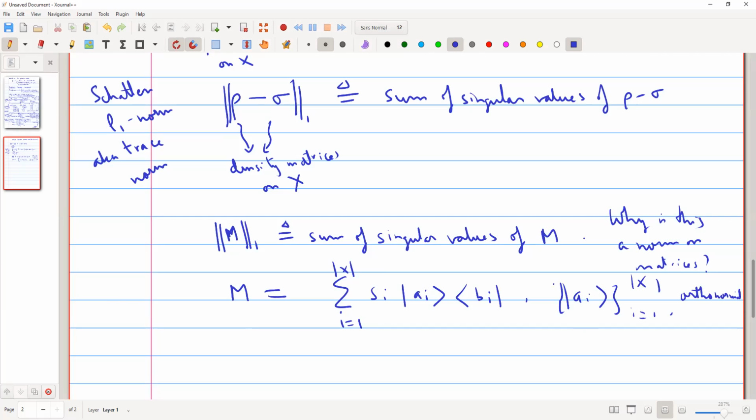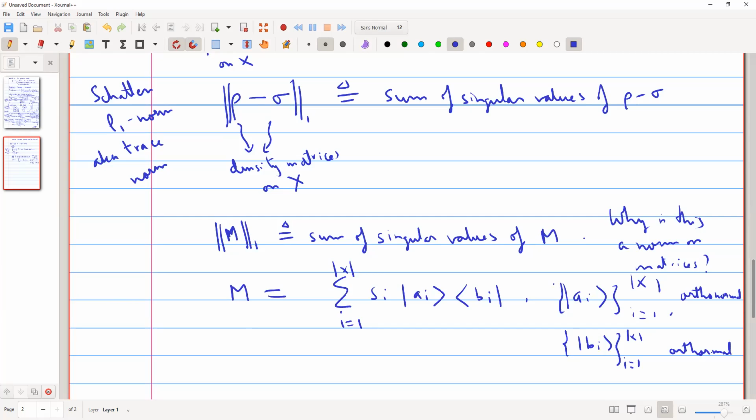This is an orthonormal basis, and similarly the other set, the B_i. So these are the conjugate transpose, the bras of those vectors, but the original vectors are ket vectors. So this is also orthogonal. This is the singular value decomposition.